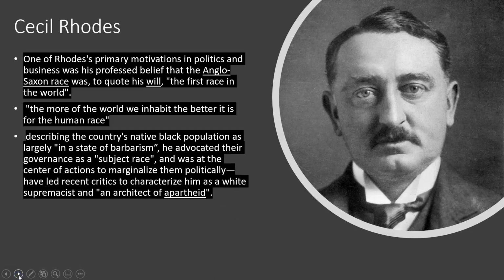Here's another quote. He advocated the governance of a subject race. Okay, so he looked at the black population in Africa and he said it's in a state of barbarism. This guy's going to be an architect for white supremacy and apartheid. So my question to you, describe these comments in one word. I bet you could do it.